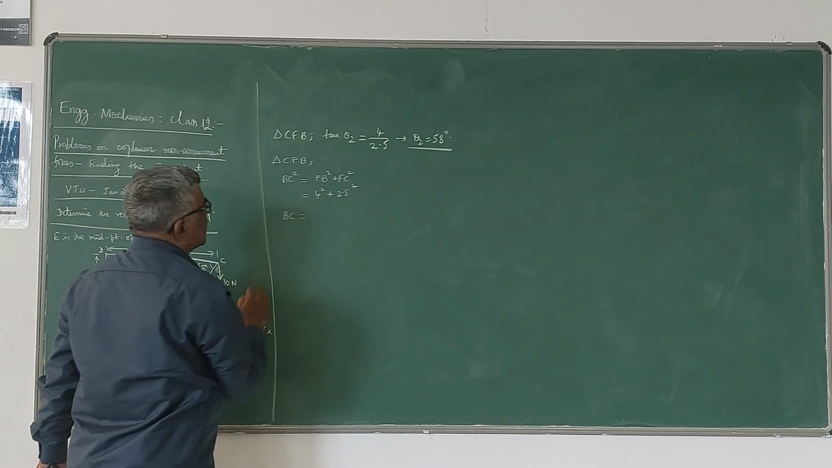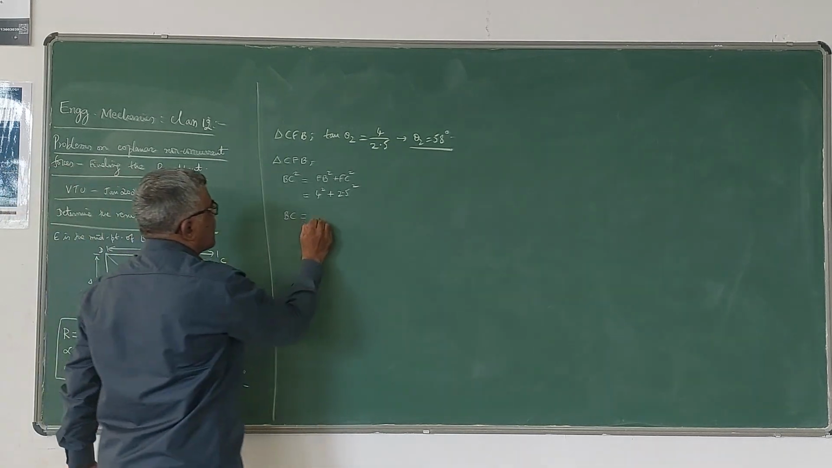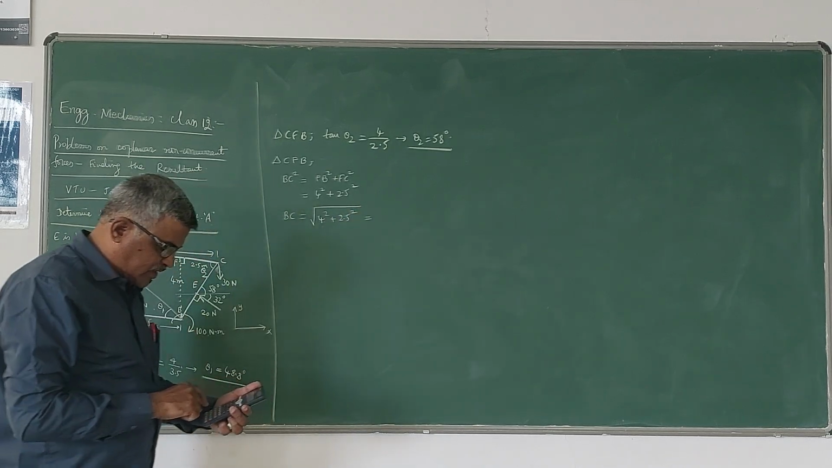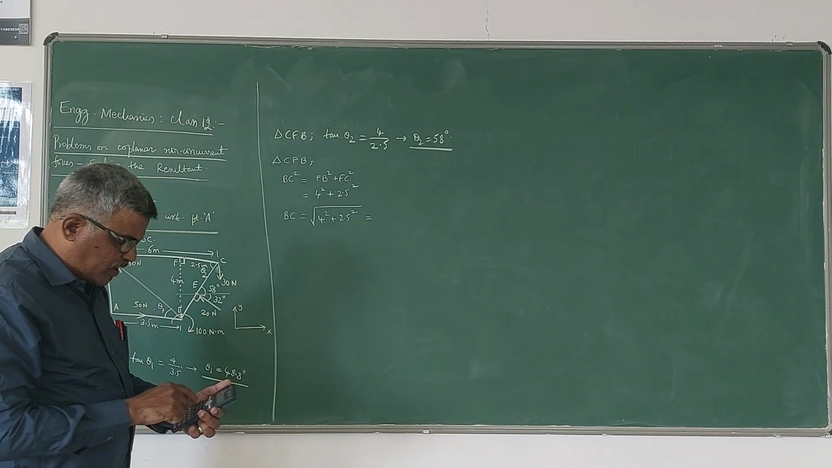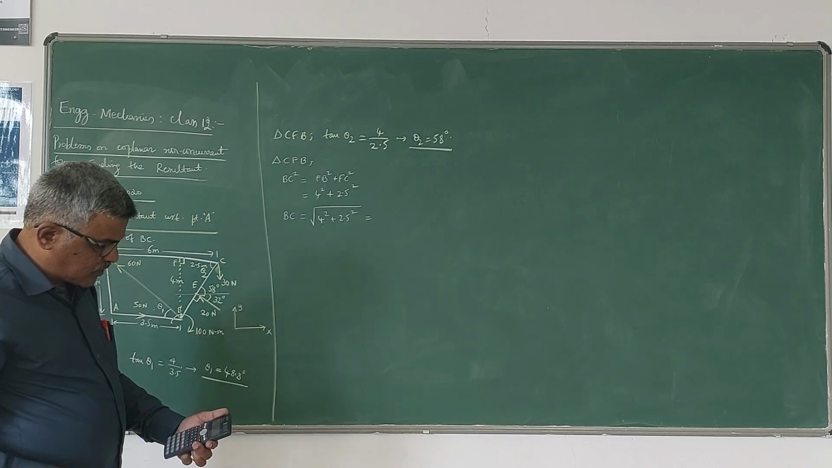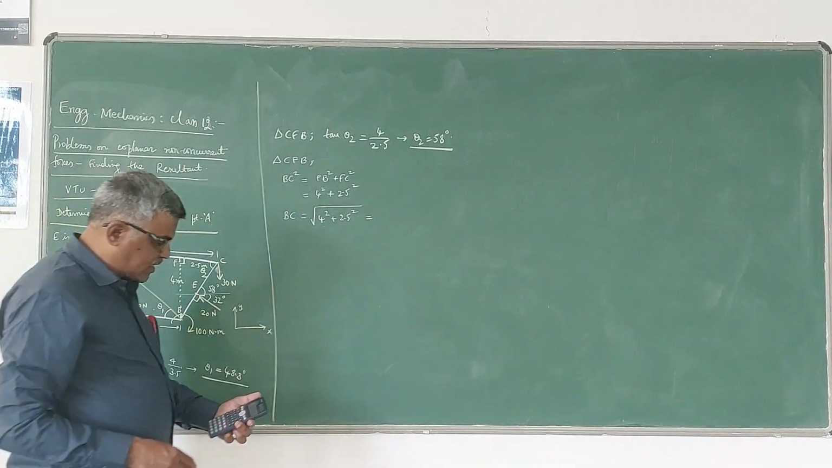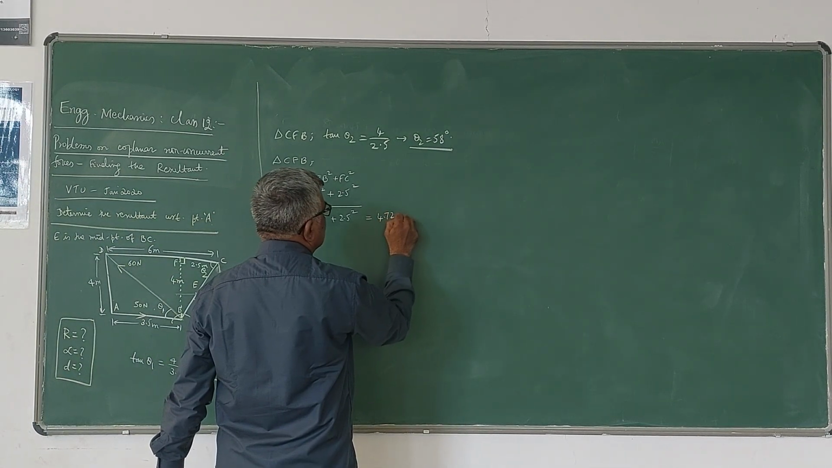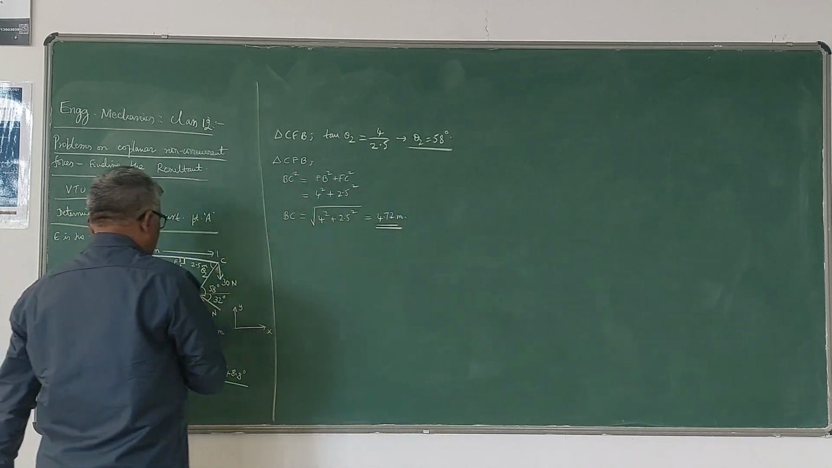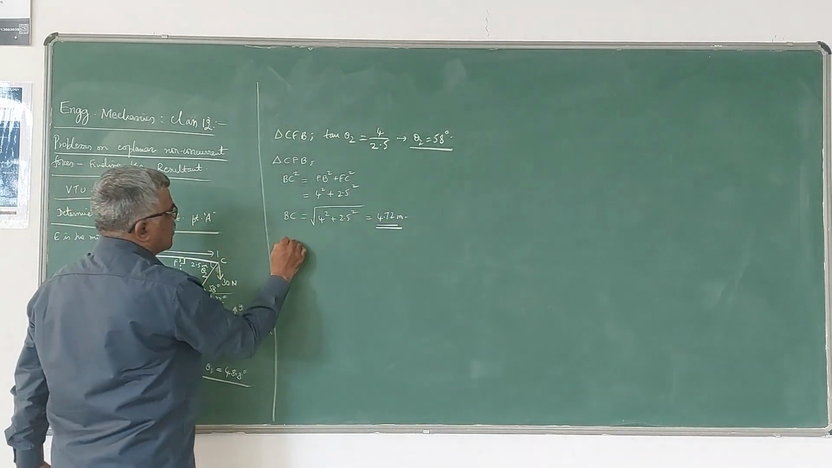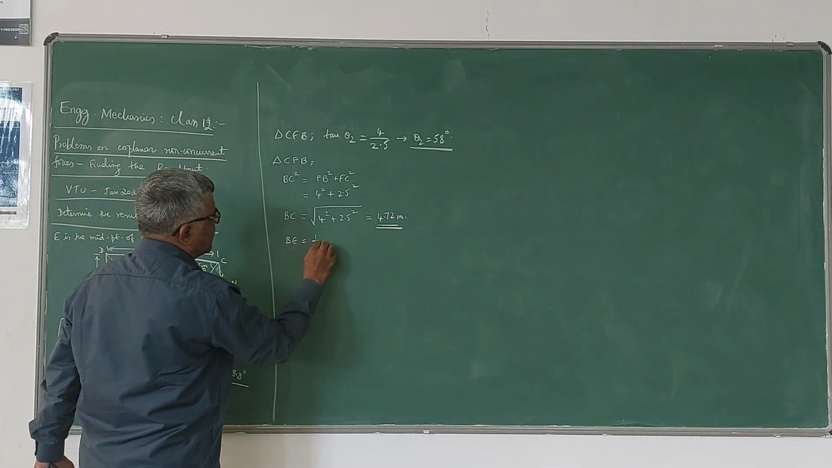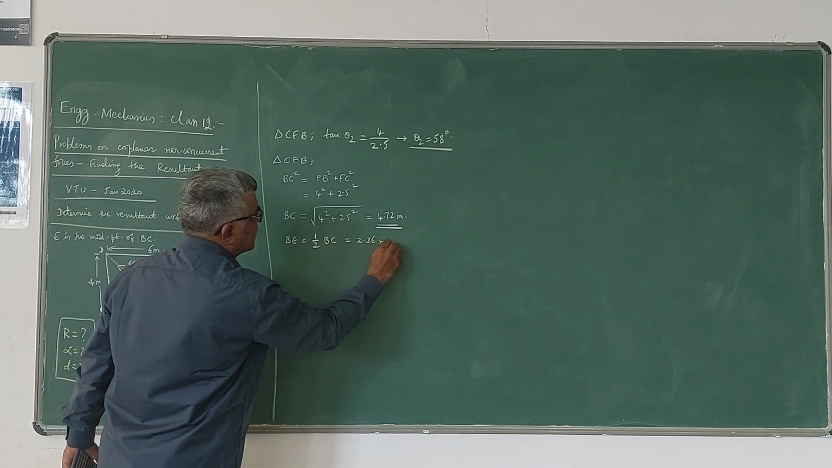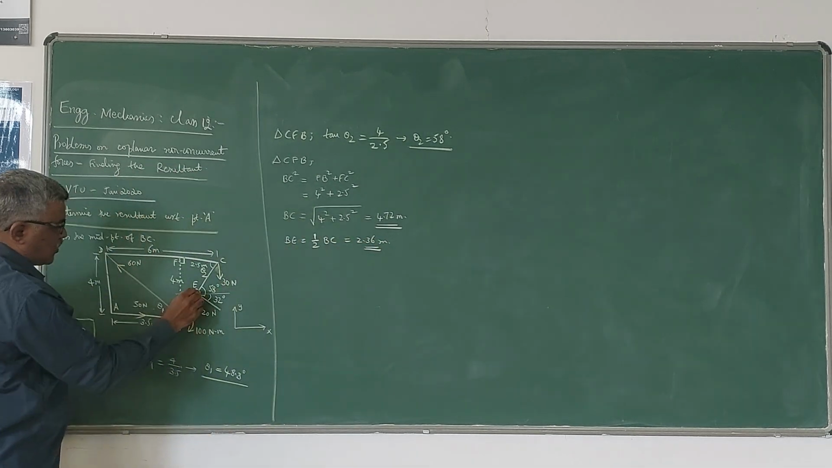So from this you get BC as square root of 4 square plus 2.5 square. Let us simplify that: 16 plus 2.5 square, under root. So this will be 4.717, or you can take 4.72 meters. That is the length of BC. So therefore E will be at half of that length. BE will be half of BC, the midpoint, which is 2.36 meters. So now this distance is also known.